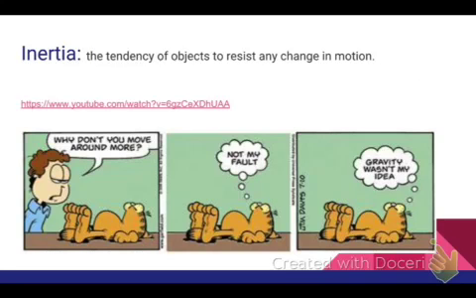Okay, so next we are going to watch a little YouTube video to talk about inertia. Again, inertia is the tendency of objects to resist change. Just like Garfield, he's laying there. He doesn't want to get up. He's going to keep on doing what he's doing. But let's watch this Steve Spangler experiment on inertia and eggs.